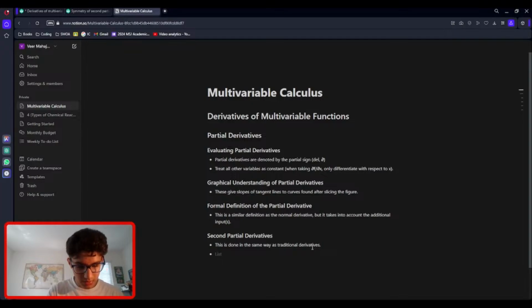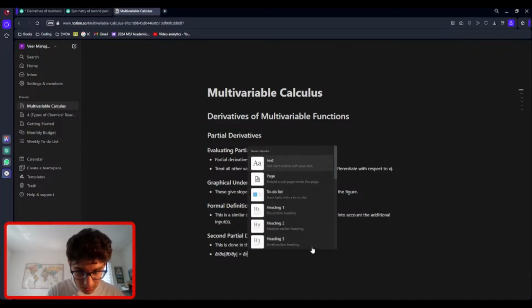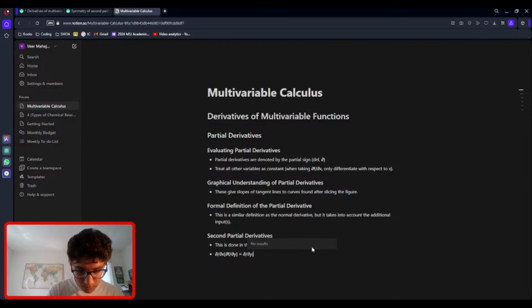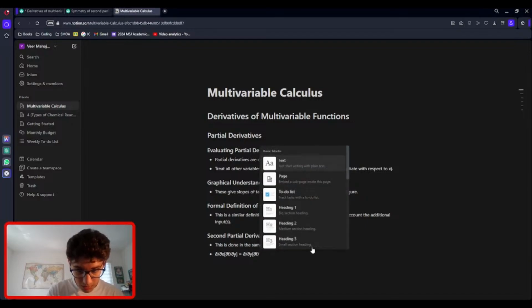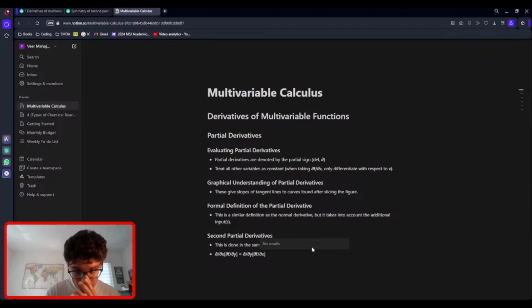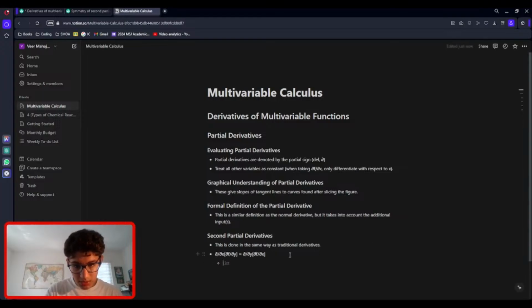Wait, I don't think you can do LaTeX or whatever here. So let's just do this. Yeah, I think this is it then, right? I want to make sure I've written it correctly. So that seems right. Yeah, this is the rule. No, wait. Back, enter. Okay, here. This is done the same way as traditional derivatives. This holds for.